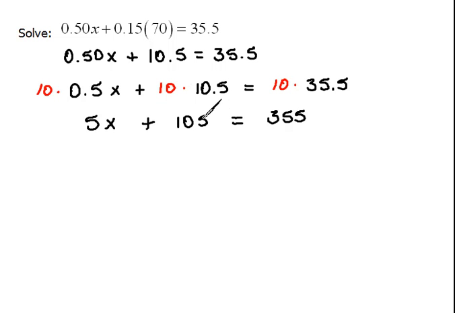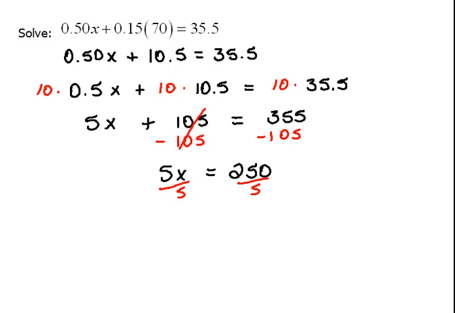So let's get rid of this 105 by subtracting 105 from both sides. Now we still have 5x equals 355 minus 105 is 250. And we want x alone, so let's divide both sides by 5 so that we will have x equals 50.